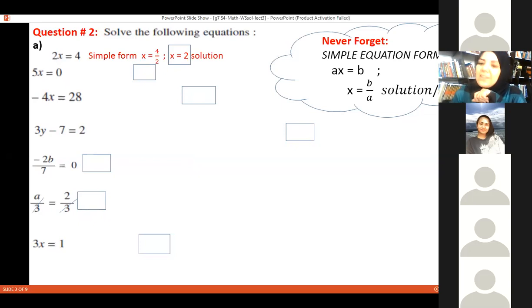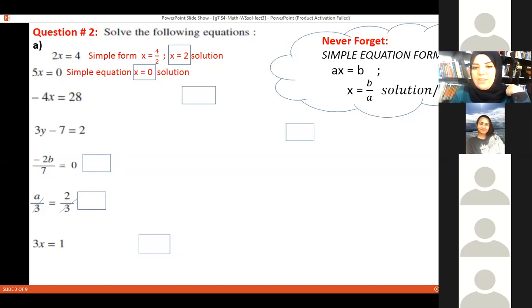Me. Go ahead, Zahra. Yes, I can hear you, Zahra. So 5x equals 0. How do I do this? Very good. So x equals 0. Because I have to put the 5 under the 0, so 0 over 5 is 0, right? Okay. Great. The next one, minus 4x equals 28.